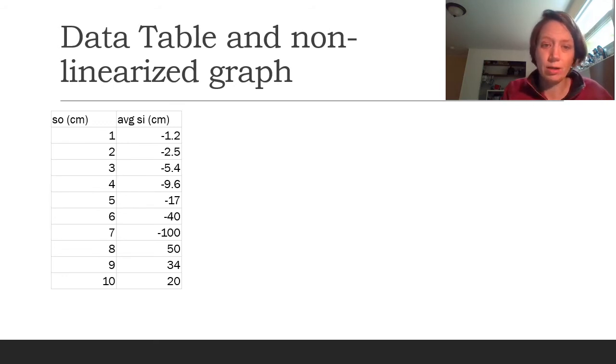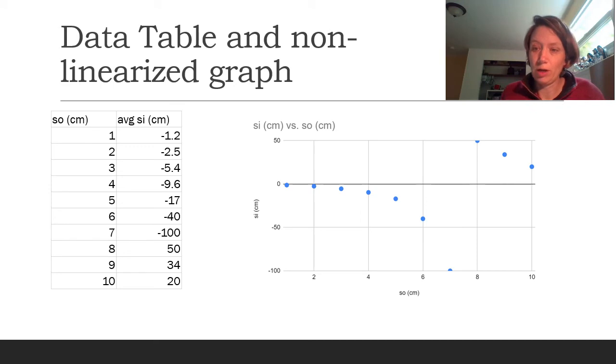Last time when we made our linearized graph, we were able to just plot that data right on there and it made a linear graph already, right? The slope was a little funny because it was 1 over m instead of m, but the graph itself was really straightforward. If you attempted to graph this data, this is what your graph looks like.